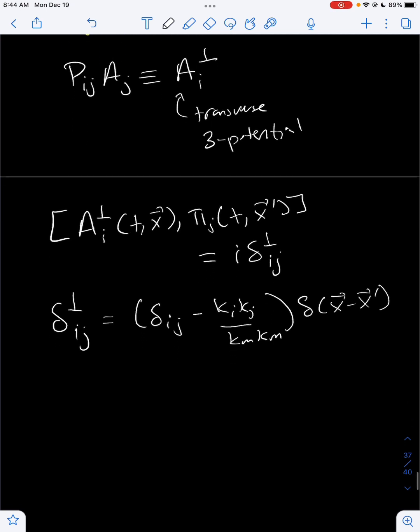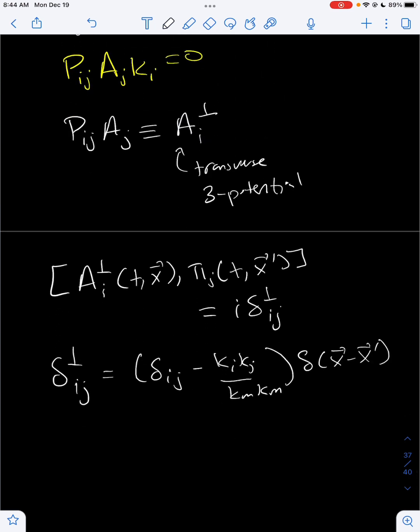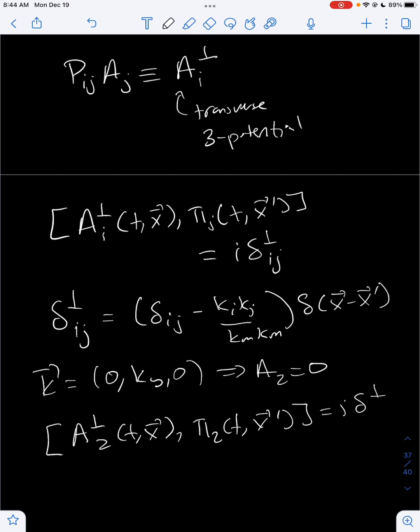Well, let's consider specific cases. Say we have the 3 momenta being 0, ky, 0. This implies that A2 is going to be 0, so we do not want to consider the commutator for A2. So let's look at what we get when we do consider the commutator. That'll just be the transverse A2 at x, pi 2 at x prime, which is going to be equal to i times the transverse delta ij, which is just going to be 2, 2.